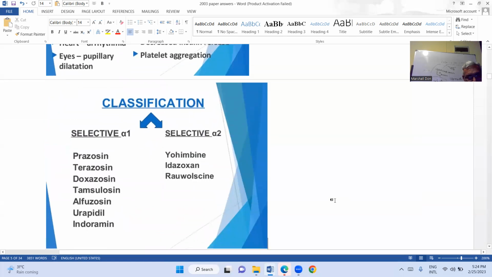Classification. Now these drugs are given for these. This is what they ask in processing. This is alpha 1 receptor blocker processing. Others also. Normally they ask this. And for selective alpha 2, yohimbine. Yohimbine is the question they ask.